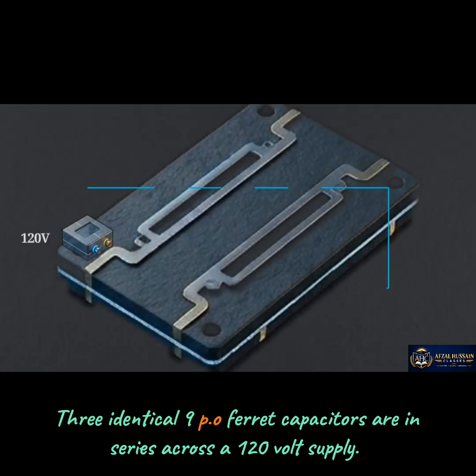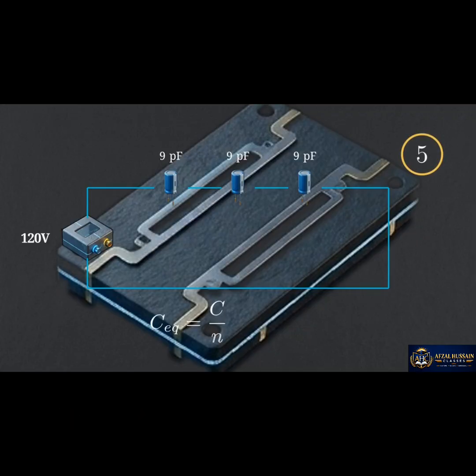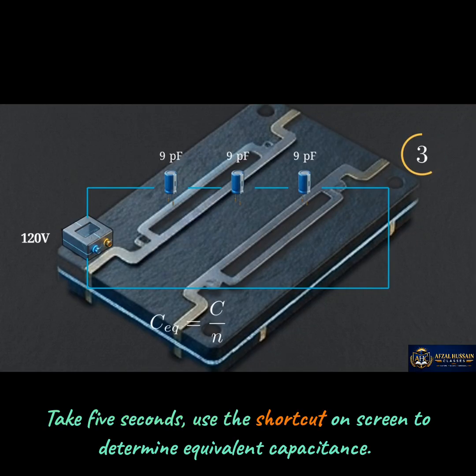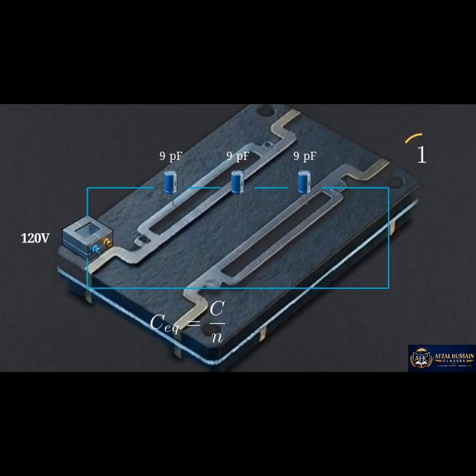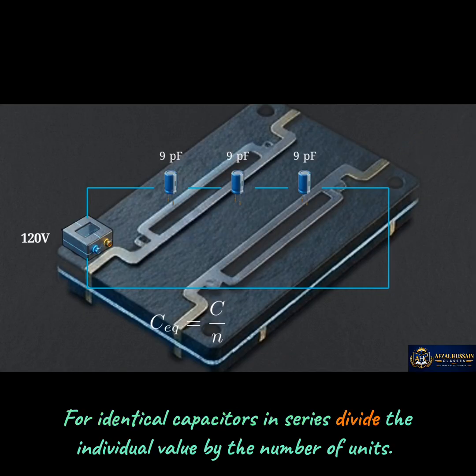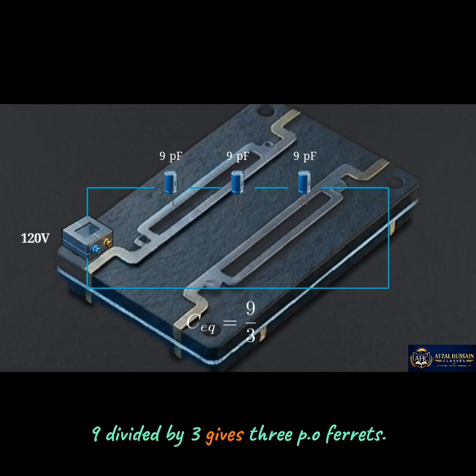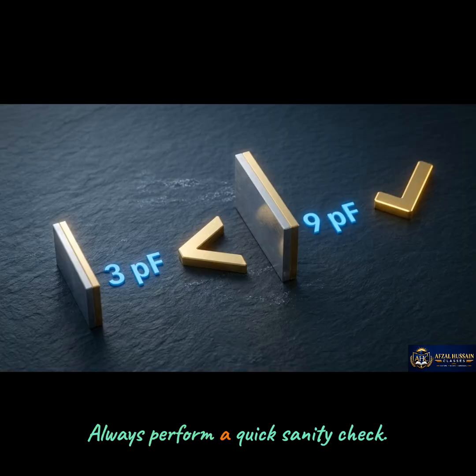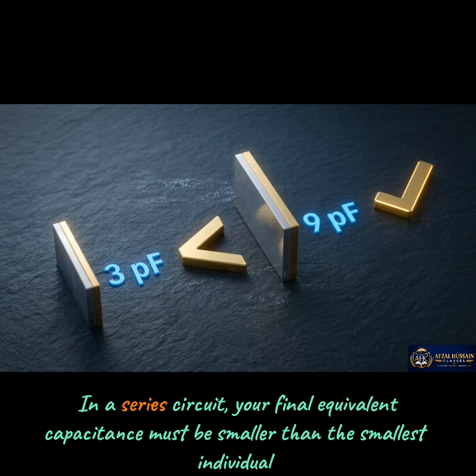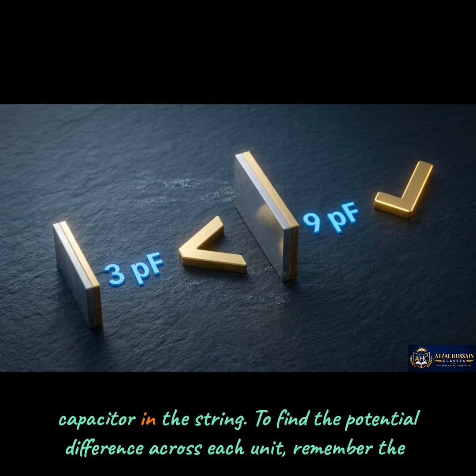3 identical 9 picofarad capacitors are in series across a 120-volt supply. Take 5 seconds. Use the shortcut on screen to determine equivalent capacitance. For identical capacitors in series, divide the individual value by the number of units. 9 divided by 3 gives 3 picofarads. Always perform a quick sanity check. In a series circuit, your final equivalent capacitance must be smaller than the smallest individual capacitor in the string.